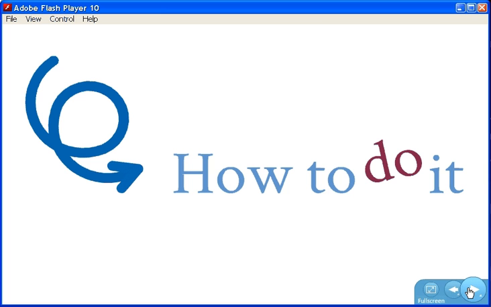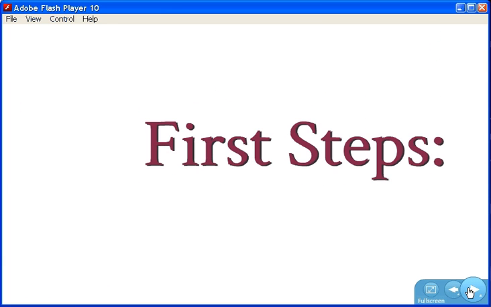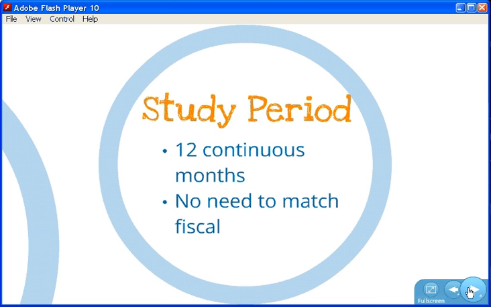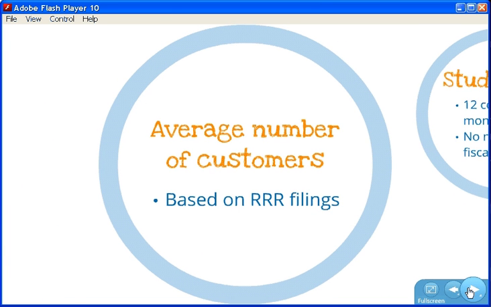But how do you do a lead lag study? Before we get into the revenue lag and expense lead, there's a number of first steps you need to do. The first one is to define the study period. It has to be 12 continuous months, but there's no need for it to match the actual fiscal year. The reason is you're looking at cash expenses, so there's no need to match the audited financial results. Your accounting system should be able to provide you with all the cash transactions within the study period.